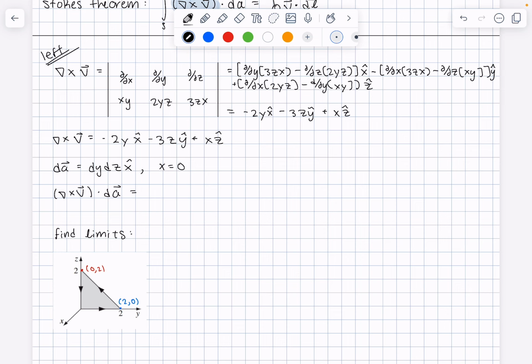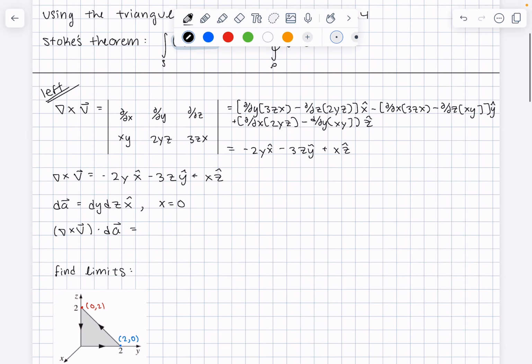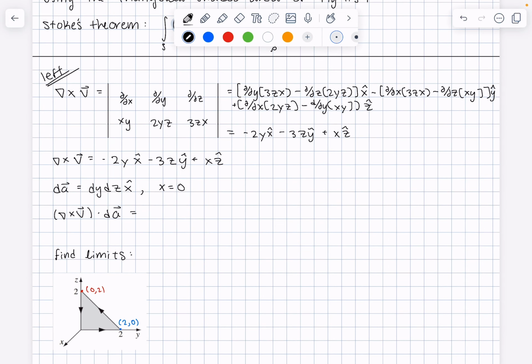And now the dot product of the curl of v and dA is just going to be, we're only going to worry about our x component because dA only has an x component, and so it'll be 2y in the x-hat direction dotted with dy dz x-hat, which is just going to give us 2y dy dz.